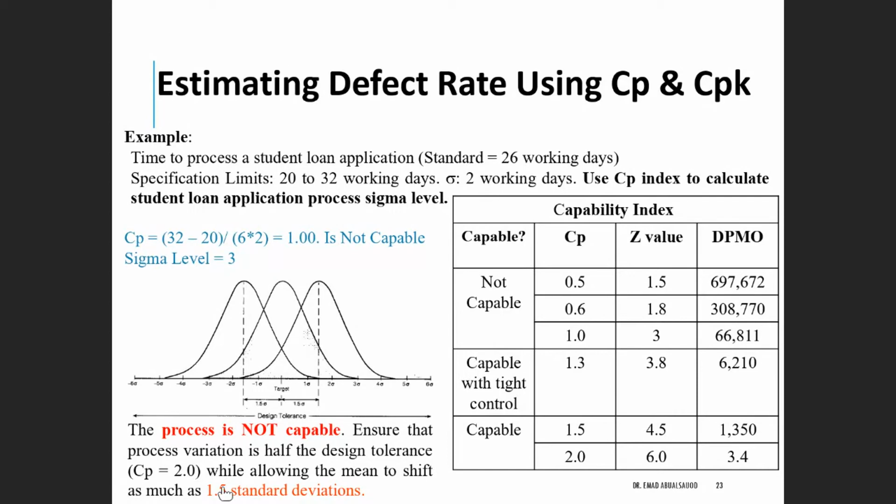The recommendation here for the process is to ensure the process variation is within the design tolerance, and the CP has to be equal to 2, allowing the 1.5 standard deviation shift around the mean. So your normal distribution, the upper and lower, can freely go around the mean, but at the same time stay within the tolerance and not exceed it.